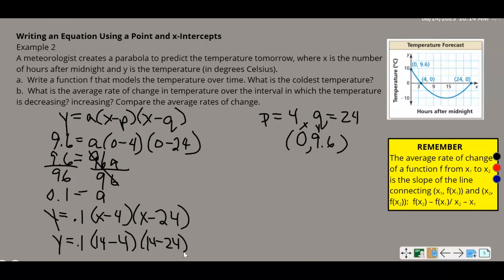All right, so we're going to have y equals 0.1. And then 14 minus 4 is 10. 14 minus 24 is what? Negative 10.